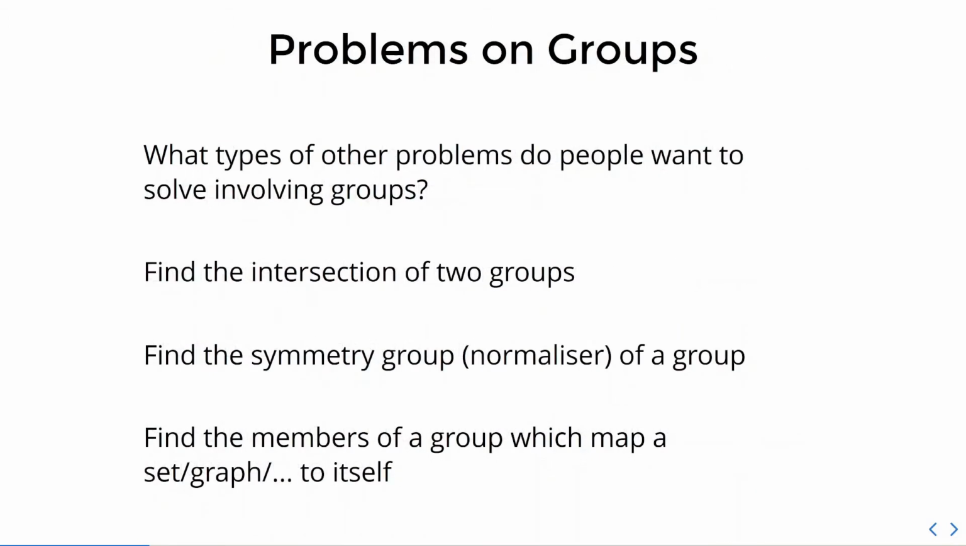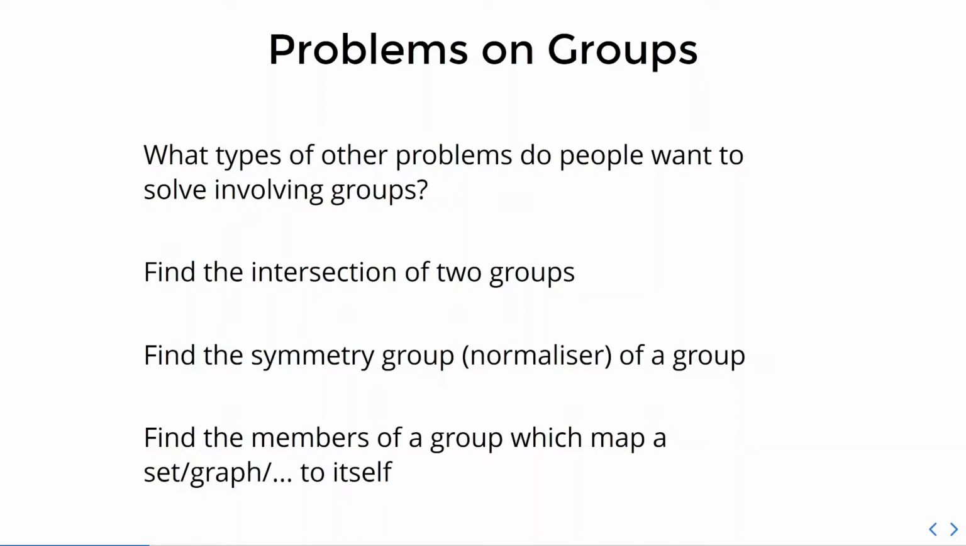What do other people want to do when they have some groups? In particular, mathematicians consider groups all the time. They might, given two groups, want to find their intersection. Turns out this is not a trivial problem. Remember, I'm giving you the generators of two groups and asking you to find generators for the intersection. Groups themselves can have a symmetry group. This is called the normalizer. Or we might want to say, given a group and a set or a graph or a matrix, what members of the group map this set or graph or matrix to itself?